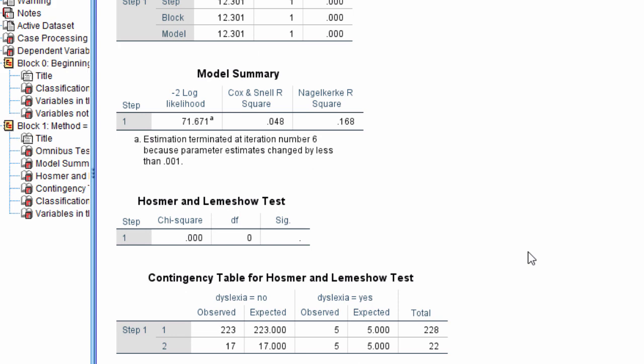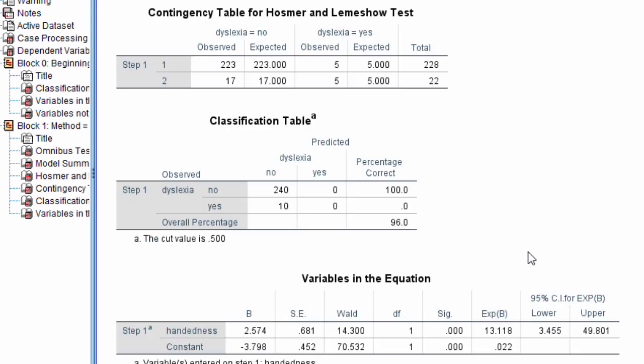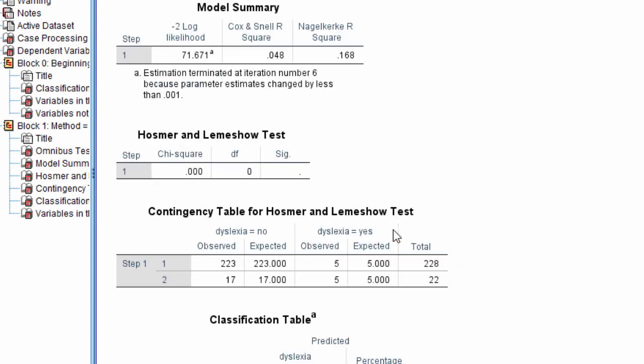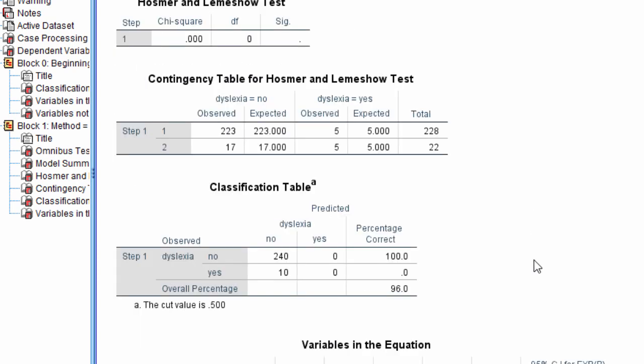When we went to the model that included handedness as a predictor, the correct classification didn't increase. It stayed at 96%. That was true even though Cox and Snell was 0.048, so about 5% of the variance was accounted for by the inclusion of handedness in the model. That wasn't enough, though, to actually increase the prediction in the classification table.